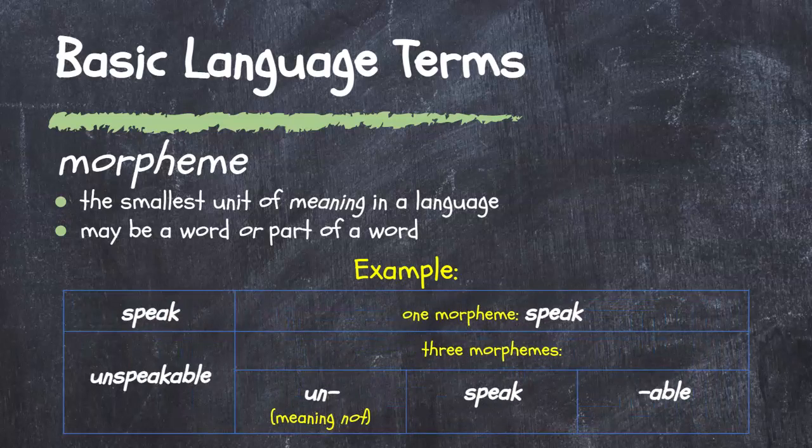Here's an example with the word speak. The word speak itself is a single morpheme. It's one syllable, say it in one beat, the word speak, and it doesn't have any parts attached to it. So it's a single word that's also a single morpheme.